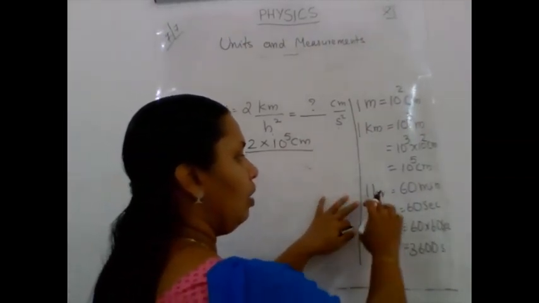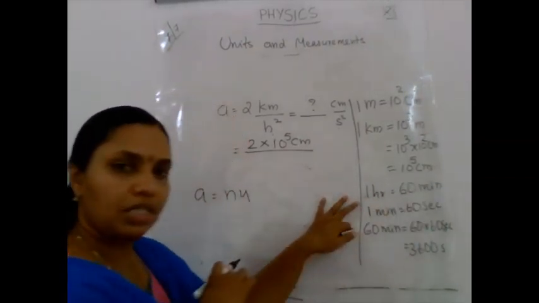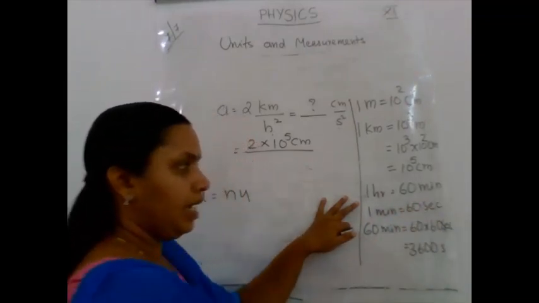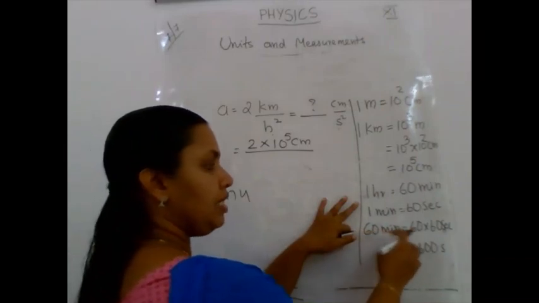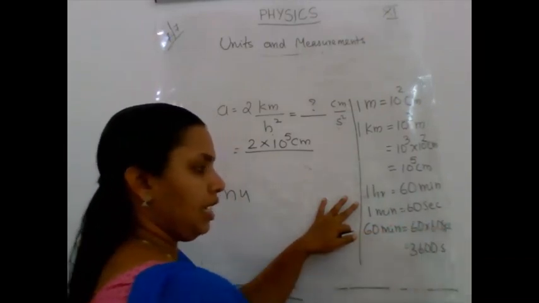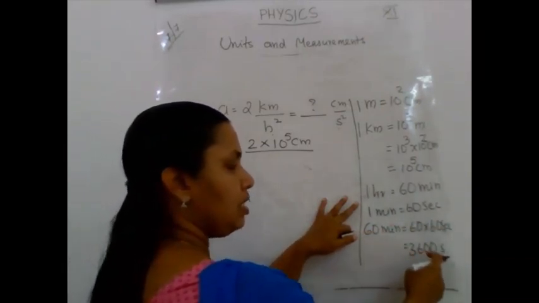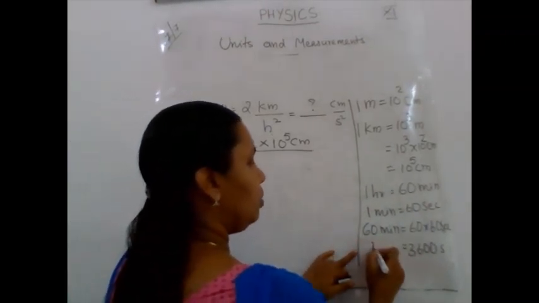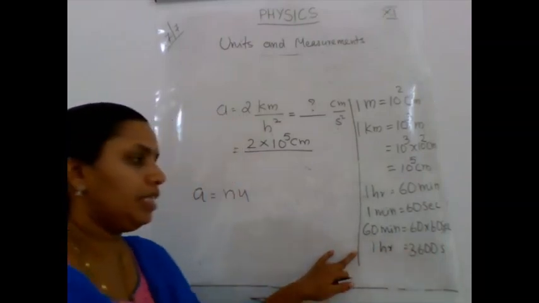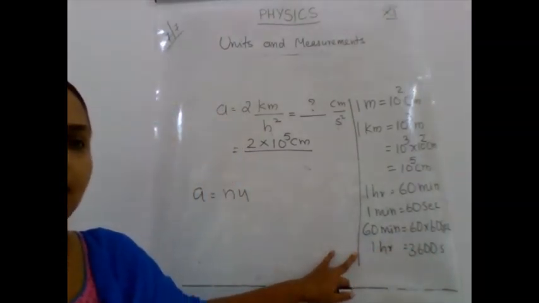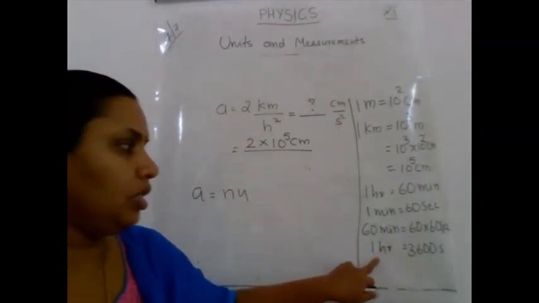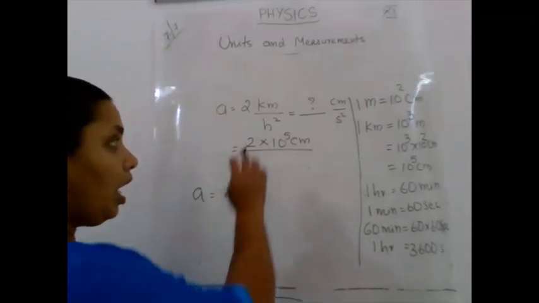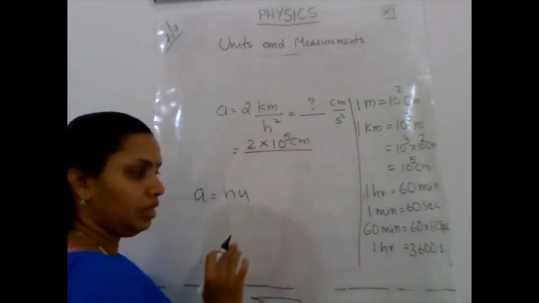So 1 hour is equal to 60 minutes. And 1 minute is 60 seconds. So 60 minutes is 60 into 60 seconds, that is 3600 seconds. That is 60 minutes, that is 1 hour. 1 hour is equal to 3600 seconds. So this is the relation between hour and second. So here hour square is there, 2 hours are there, isn't it?